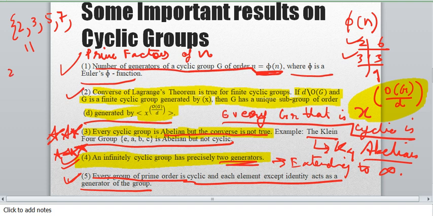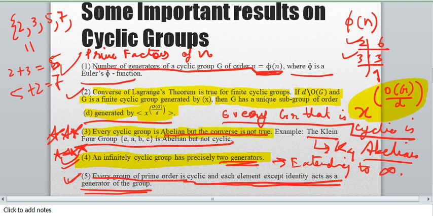Like say if I do 2 plus 3 plus 5, and so on. If I multiply this, 15 to 30. What does it say? It says every group of prime order is a cyclic group and each element except the identity acts as the generator of the group. So you can generate the group with, let's say, 2 plus 3. So what do you get? You get 5, you get a prime number, right? Now if you do 5 plus 2, then you get 7, right?